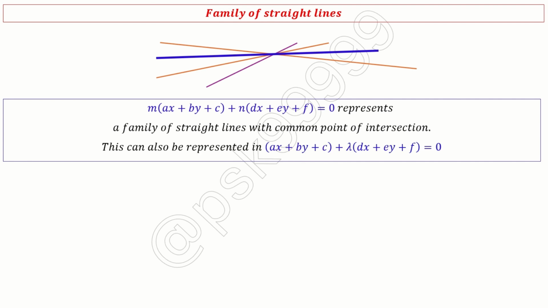Same thing you can represent as ax plus by plus c plus lambda times the second line, where I am taking n by m and calling it lambda. Correct? That's the only difference. Both ways you can represent it. In the first one the constant is 1, that's it. This is called a family of straight lines which are concurrent, with a common point of intersection. Okay, so let's get into the problems now.